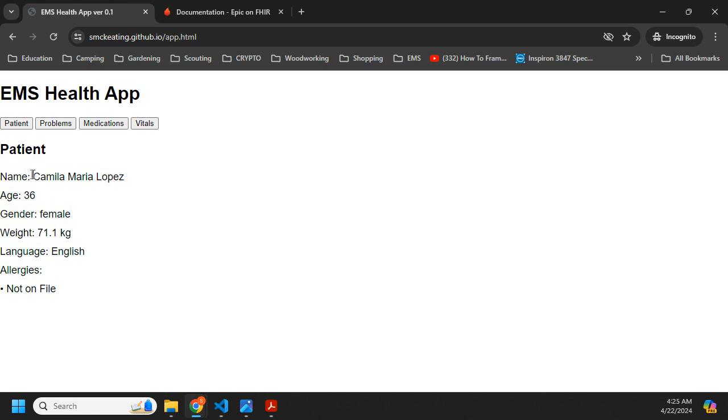And it's just some basic information about the patient: name, age, gender, weight. I chose weight because a lot of medications are weight-based, so you need to know the patient's weight in kilograms, so it's presented in kilograms. Primary language, because if you don't know what language they're speaking, at least you can see what language they speak, so you can get an interpreter or try to get an app to help interpret. Allergies, those are important because you want to make sure you don't give someone a medication they're not supposed to have. Click on problems.